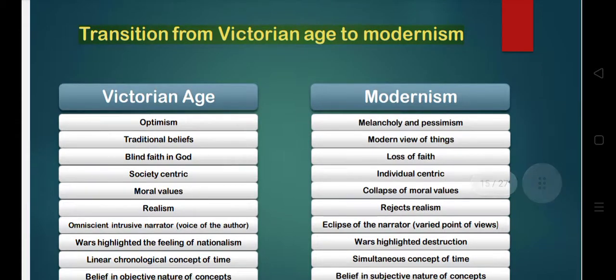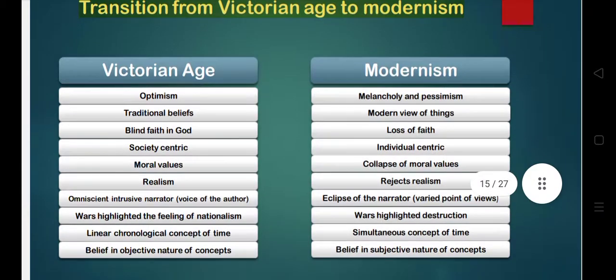So there took place a transformation, a transition, a change, a totally new change from the Victorian age to the modern age. So we'll compare both of them. In the Victorian age, the writings or the poetry or literature of the age, the theme was optimism, and in the modern age there was melancholy and pessimism. By comparing, you see these two are just opposite of each other.